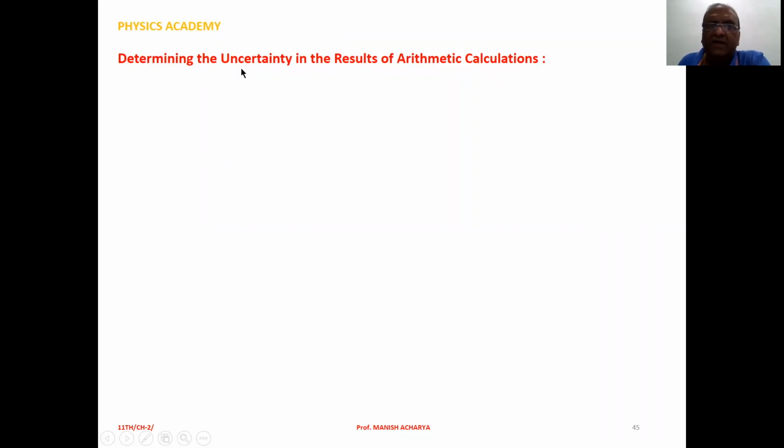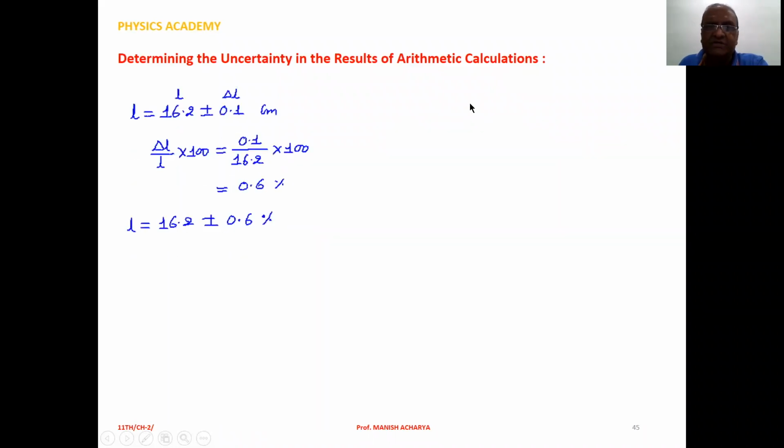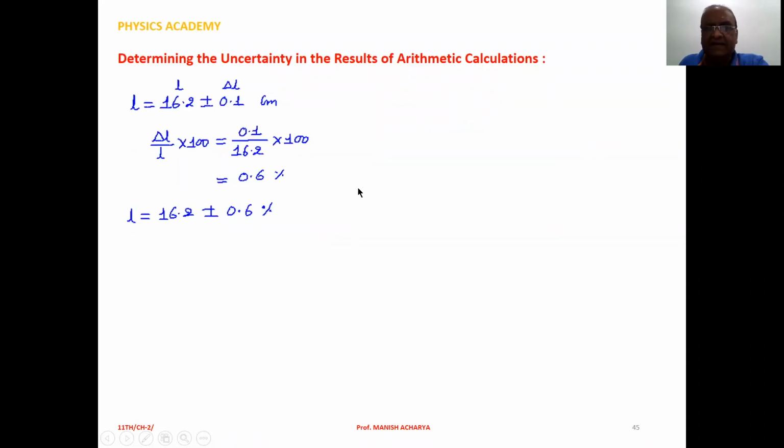Determining the uncertainty in the results of arithmetic calculations. See here. Suppose the measurement given to us with error, that is length L equal to 16.2 plus or minus 0.1 centimeter. Now here the true value is 16.2 plus or minus error, that is 0.1.